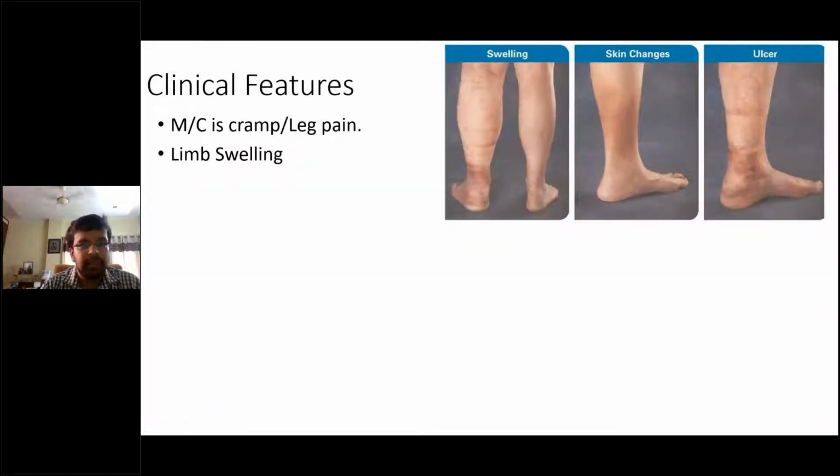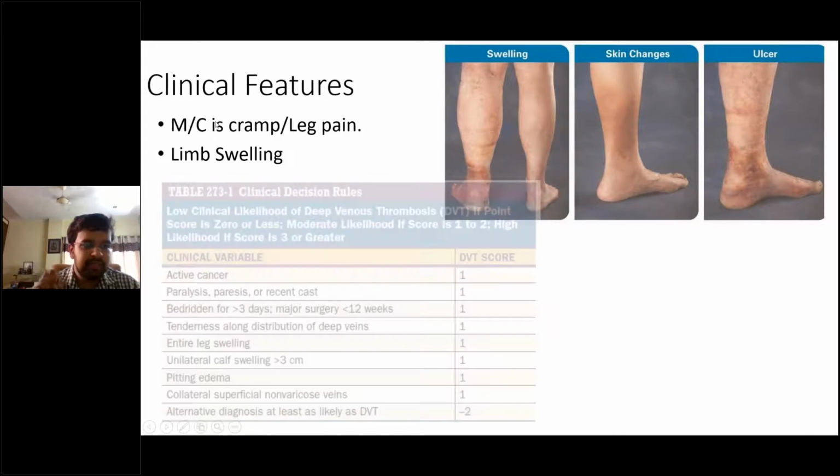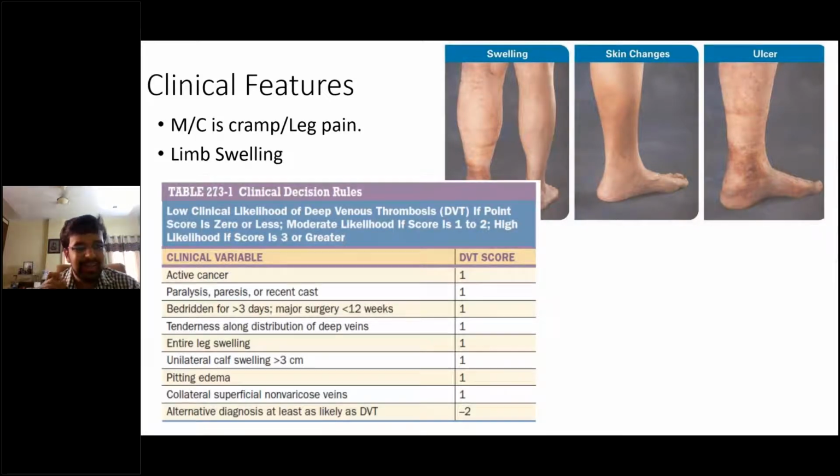Okay. So coming to the clinical features of DVT, the most common clinical feature would be cramp or leg pain. And there can also be limb swelling, as shown in this image. There can be skin changes and ulcers. So basically in Harrison, there is a table which gives the clinical likelihood. Each clinical variable gives a DVT score of 1. If the score is 3 or higher, it is more likely the patient has DVT, and if yes, we will go for further investigation and further diagnostic modalities.